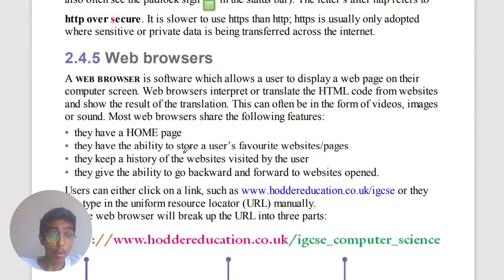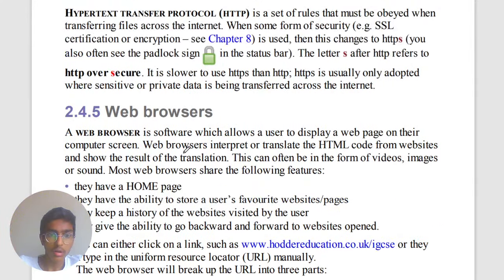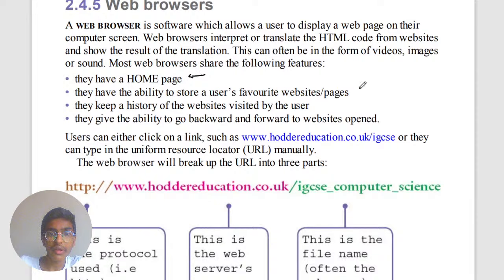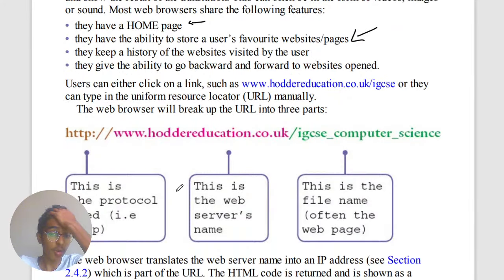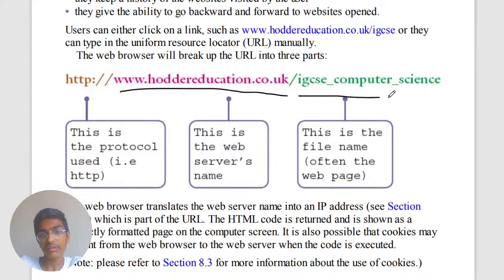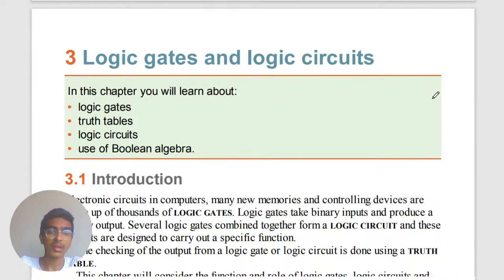Finally, the last one is web browsers. A web browser is simply software which allows a user to display a web page on their computer screen. It translates HTML code from websites and shows the results. They have a home page, the ability to store the user's favorite web pages, and use cookies. We'll have a look at what cookies are. A web address is usually comprised of this: HTTP is the protocol used, this right here is the web service name, and this is the file name. So you need to understand that.